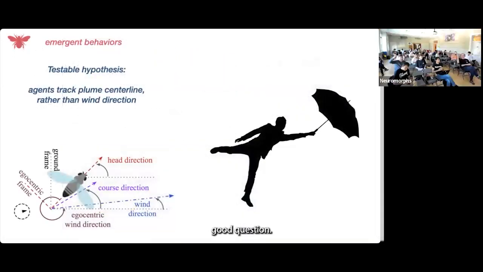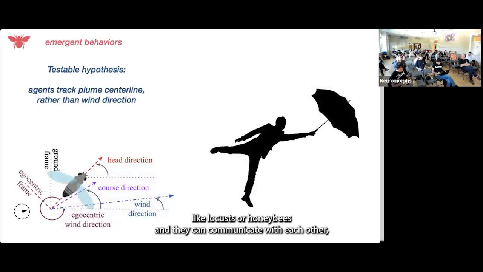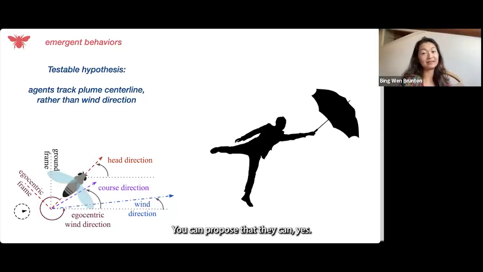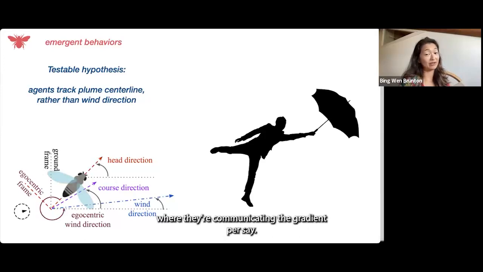Okay. There's a question here. Yeah, so what happens if the agents can communicate? So if there are many flies, well, for example, if there are these behavioral insects like locusts or honeybees, and they can communicate with each other, then they get a gradient which is not local, right? They can get local gradient as well. You can propose that they can, yes. I do not know of a specific example of emergent collective behavior among a large number of insects where they're communicating the gradient per se.